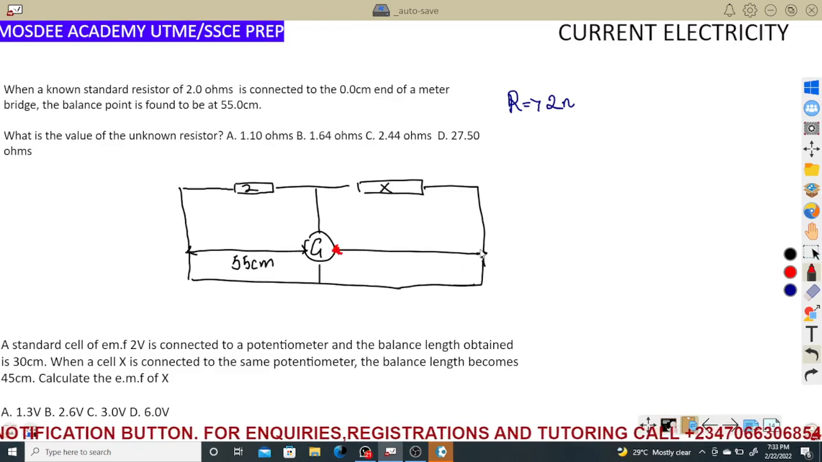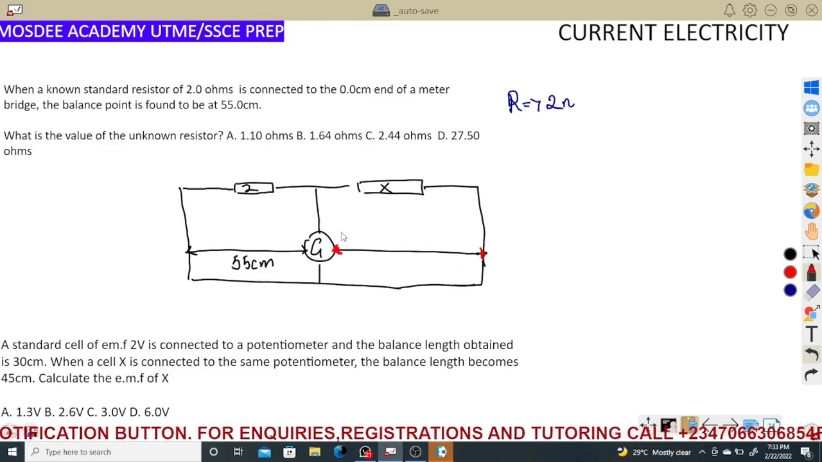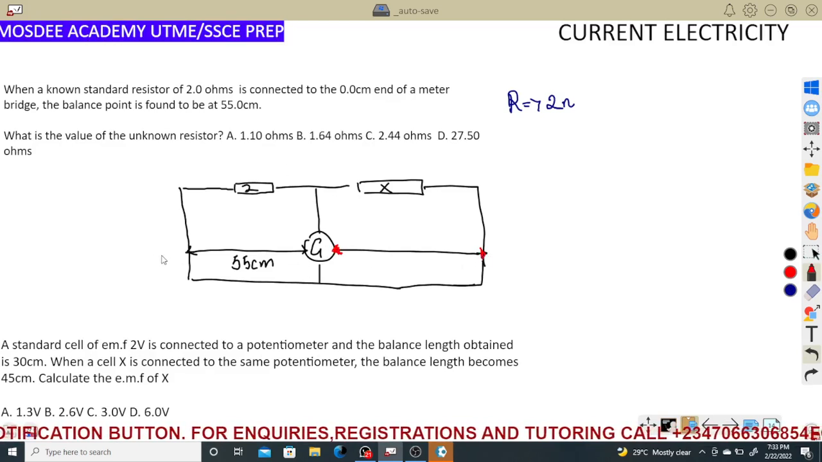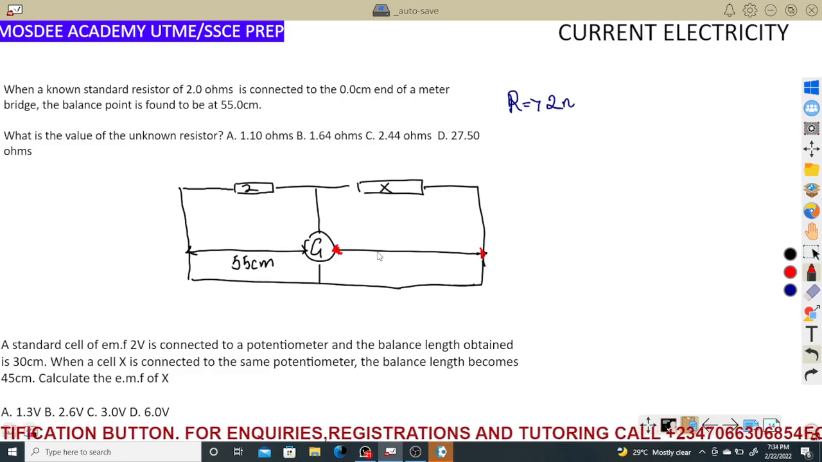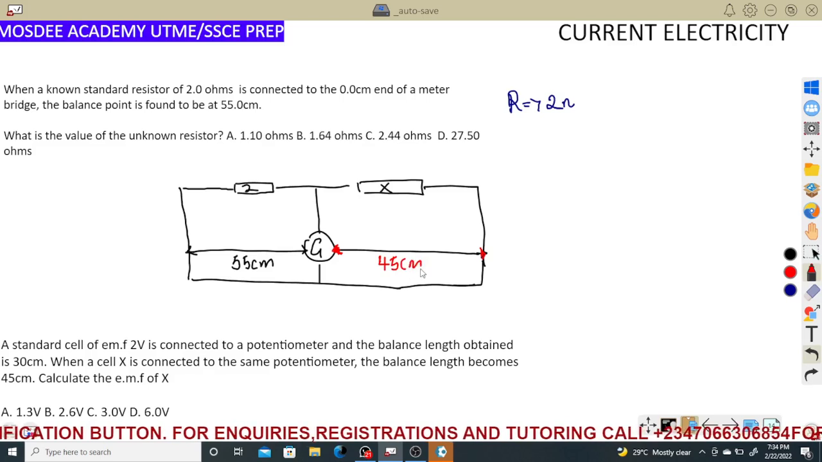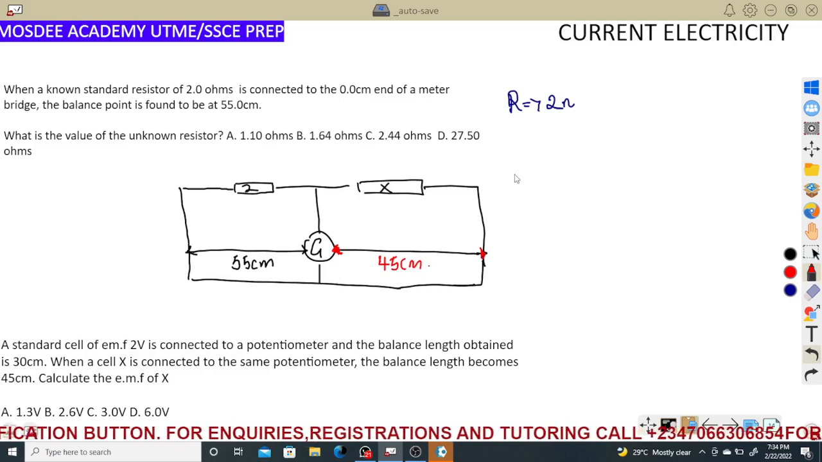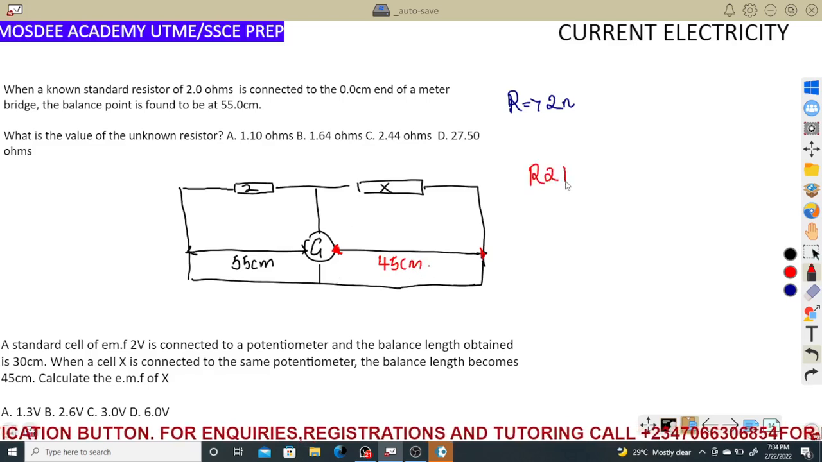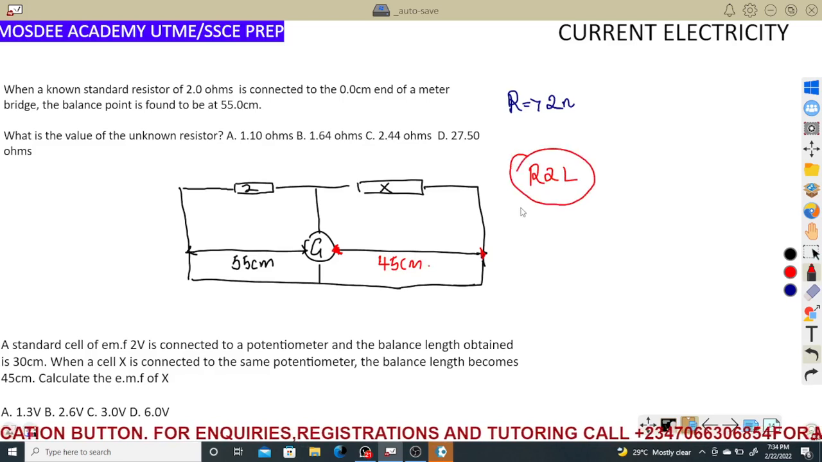It's so simple. You understand? Even in chemistry, if you are very good. Now, like I said, the meter bridge measures a wire of length 1 meter. So if this is 55, to complete 1 meter, this is 45 centimeters. So they balance each other, because we say resistance is proportional to length. That is the concept of the meter bridge.